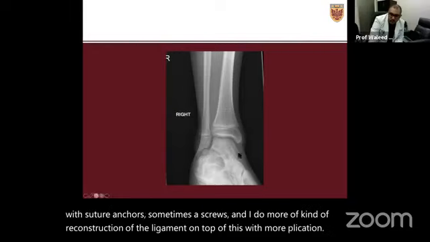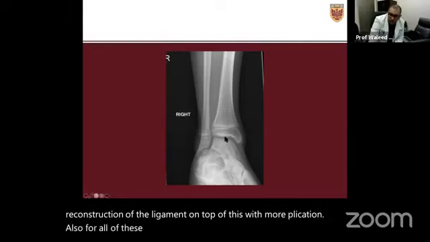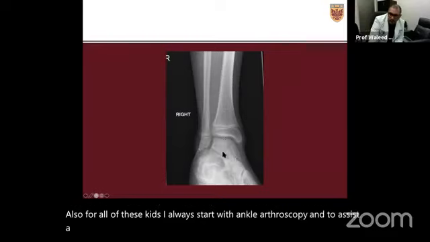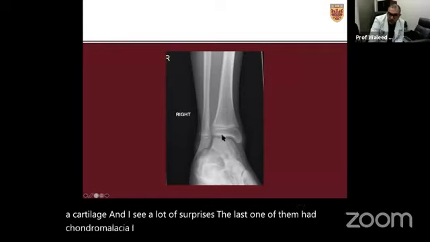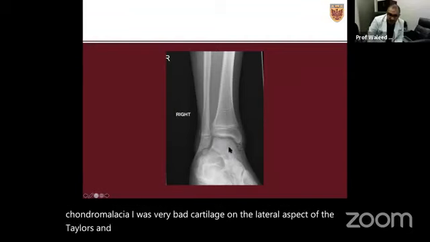Also, for all of these kids, I always start with ankle arthroscopy to assess the cartilage, and I see a lot of surprises. The last one had chondromalacia, very bad cartilage on the lateral aspect of the talus, and the articulation with the distal tibia.